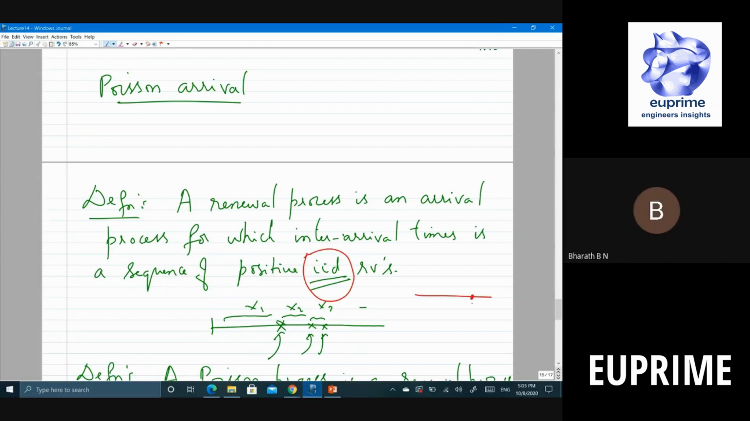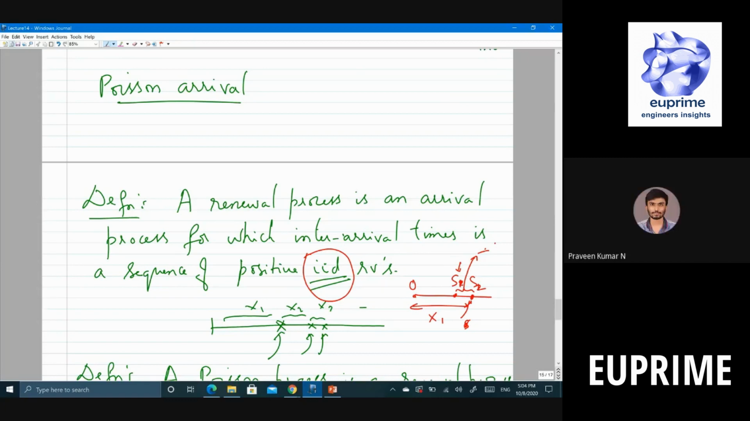For example, if there is an arrival, this is S1, and S2 is this. Then X1, this is 0, is this, and X2 is minus of this thing, whatever the length is. Now if this is the process, why would you call this S2? You call this S1 and this S2. It's again a renewal process if they are independent.